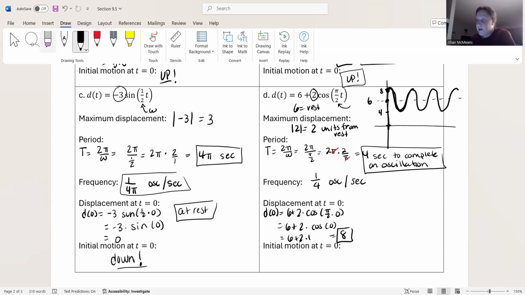Okay? And then the initial motion. If we're here at time equals 0, as soon as time starts, we're going to immediately go down. Okay, so the initial motion would be down. Hopefully these four examples have helped you understand the different components of simple harmonic motion, the functions that we use for this. In the next two examples, we're going to actually create the functions.